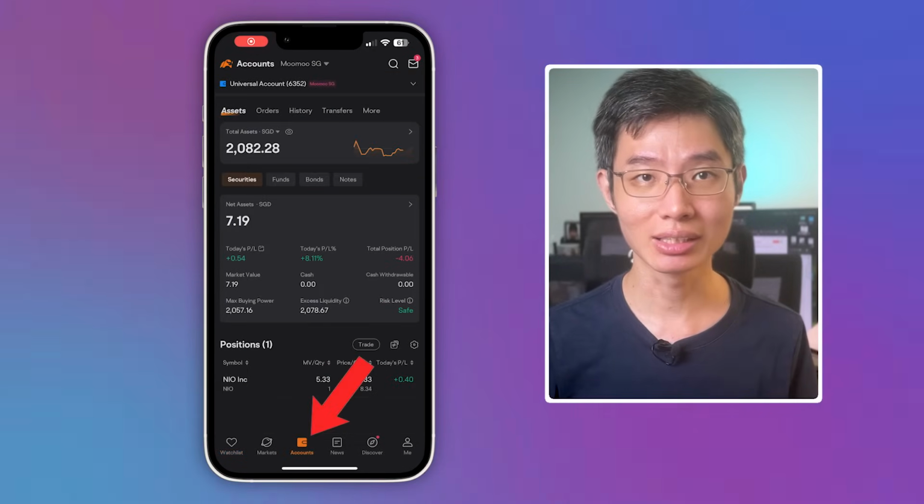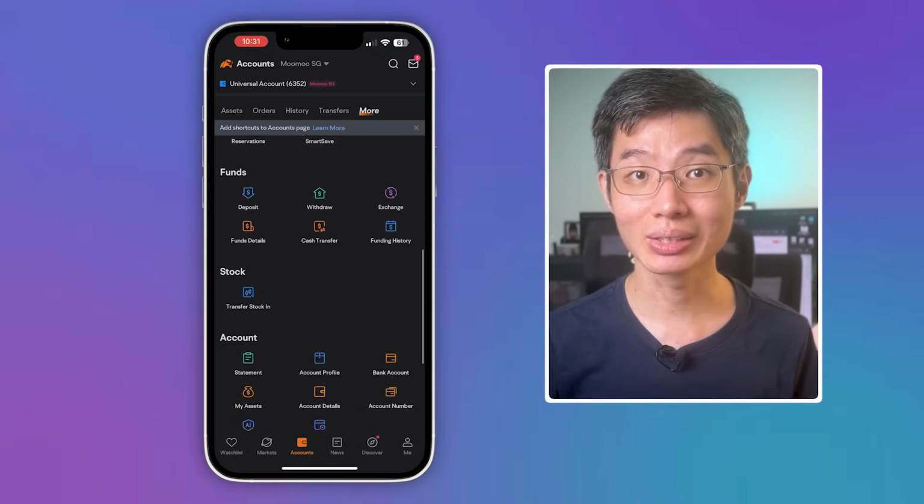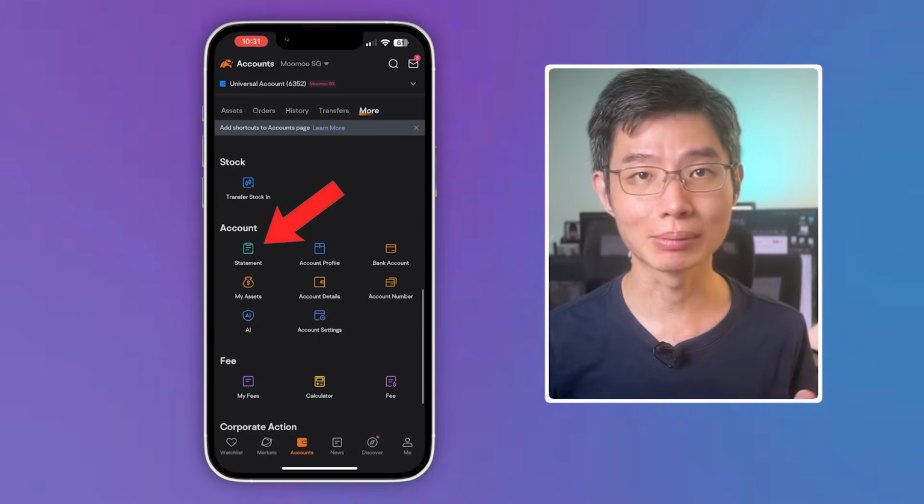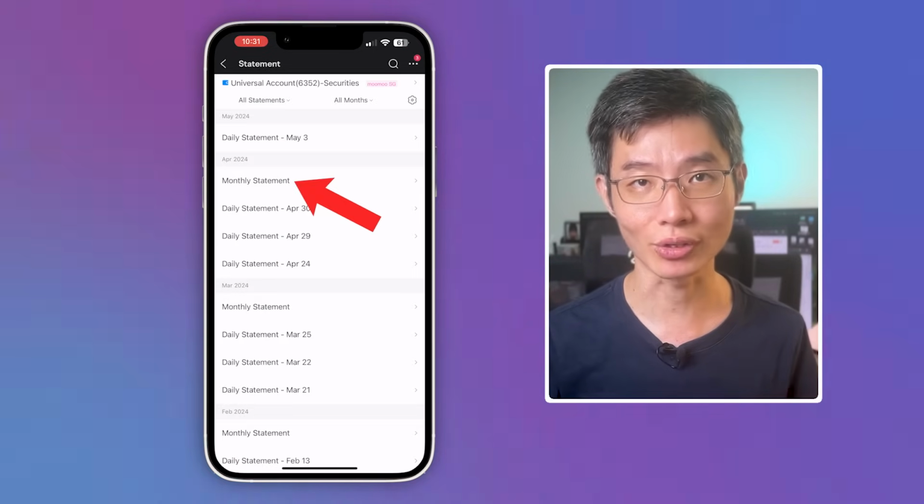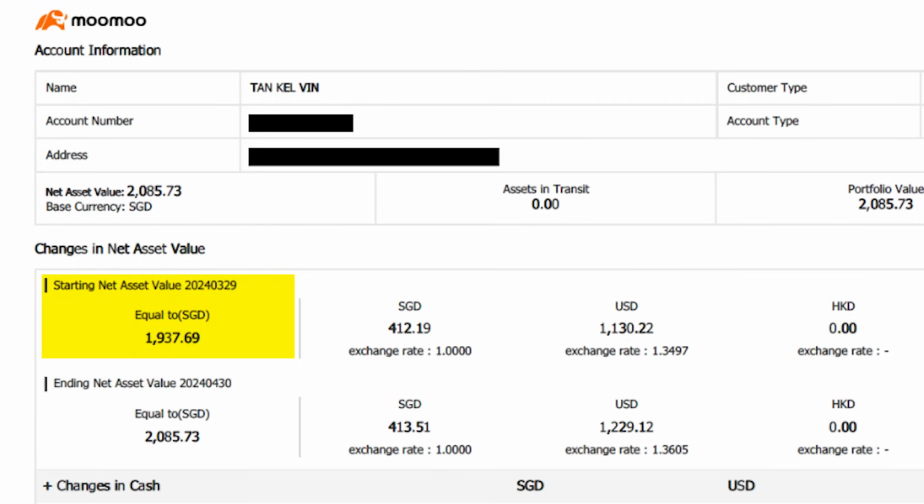But how would you know how much net assets you had at the start of this campaign? Good question. So you can check by going to Accounts, More, scroll down all the way till you see Statements. Then open up the monthly statement of April 2024 and look for the starting net asset value. For example, here I have $1,937 worth of existing assets. So anything above this amount is considered as fresh funds.